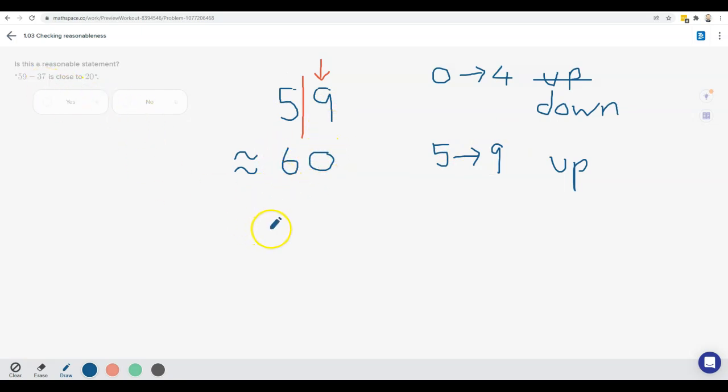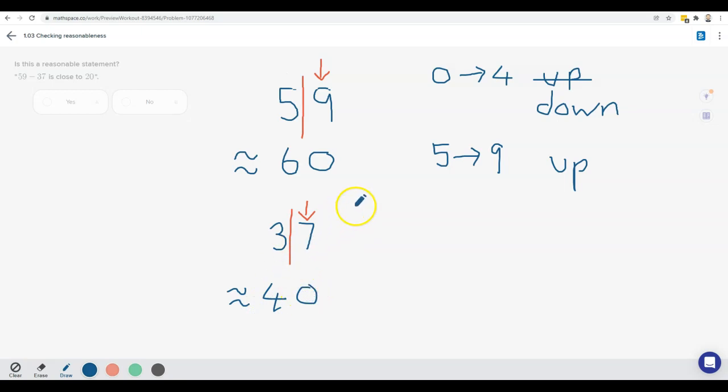If we look at 37 as our other number, same thing, we're going to round off by cutting it here because we're cutting at the tens, and we're going to use the 7 as the number that decides how we round. Again, it is a number from 5 to 9, so it's going to round up, so that's going to be approximately equal to 40.